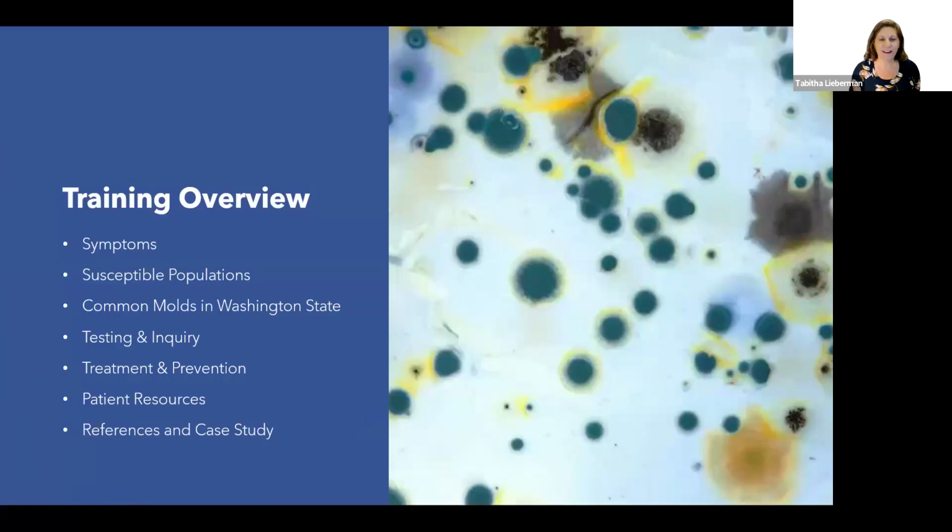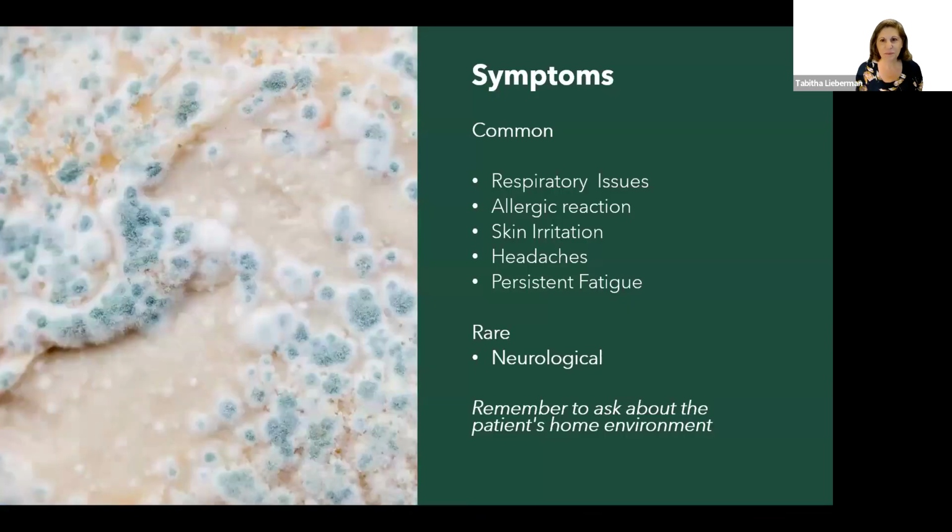So just a quick review of what we're covering today: a little bit about our symptoms in susceptible populations. Don't worry, we will not do a quiz on the common molds in Washington State, but a little information of what we typically see. And then testing, inquiry, and treatment and prevention are really a little bit different than what we normally cover here, so we'll talk a little bit about that. And most importantly, we have some patient resources. And then for those of you who like to read more, we have interesting case studies available for you.